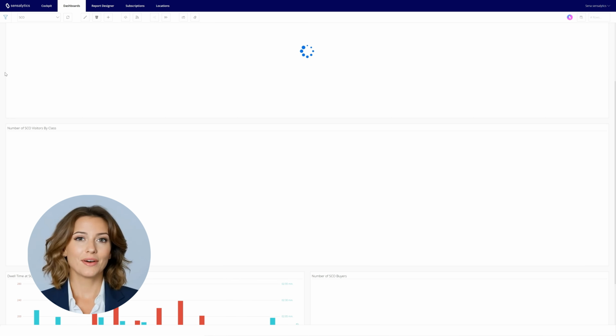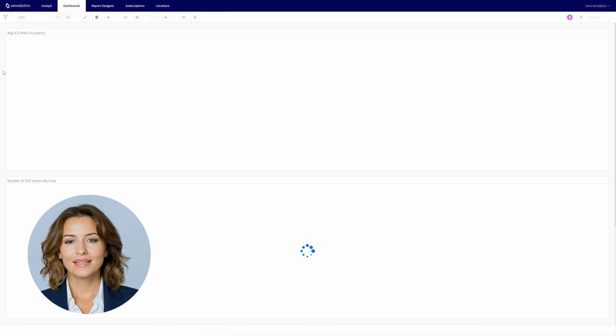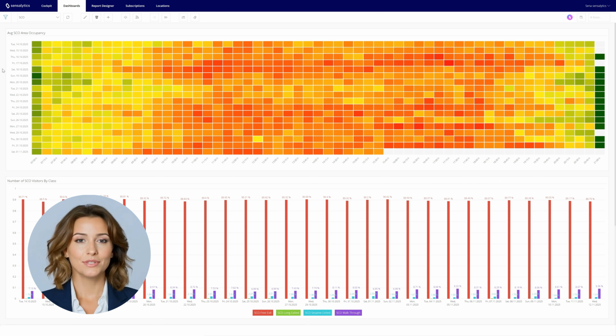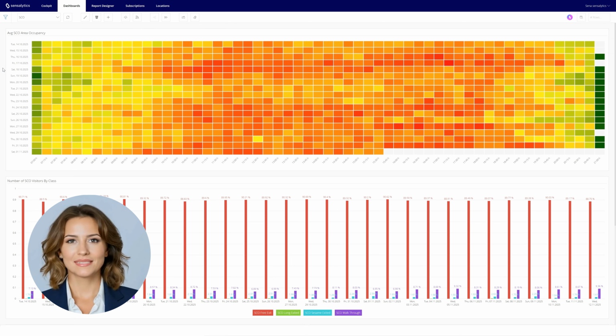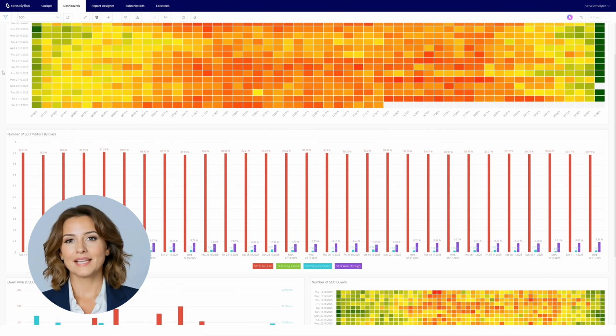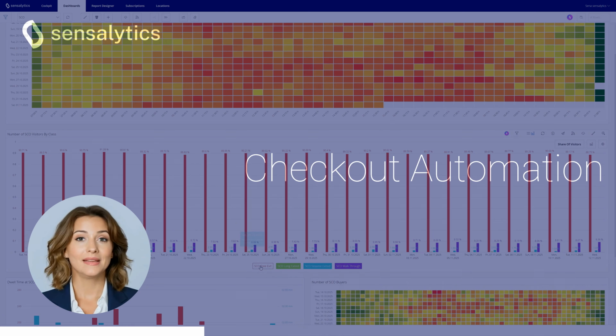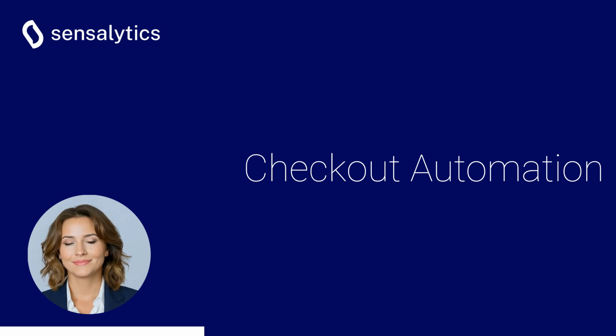The self-checkout area requires different metrics. Sensalytics shows you how many terminals were in use, what the average processing time is, if the automatic gate opening works, and if people were waiting at the SCO entrance.